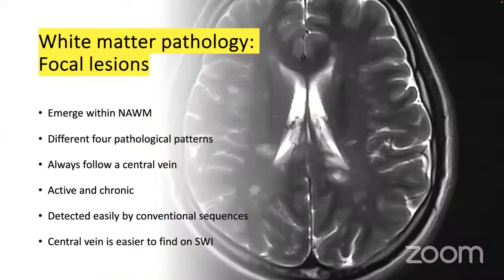And here comes what we are really interested in: the focal lesions within the brain and the spinal cord. As we have agreed, they emerge from normal appearing white matter, and in the literature, maybe some of us know that there are four different patterns, four different pathological reactions in any focal MS lesion. Each patient has one of the four, but only one for each patient. So they are not interchangeable.